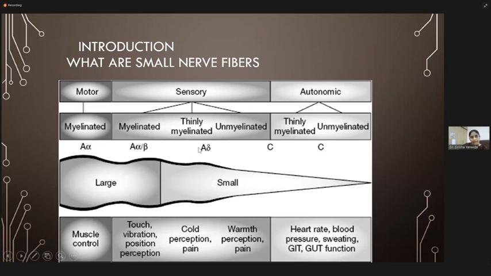The small nerve fibers are either unmyelinated or thinly myelinated. They are responsible mainly for the nociceptive sensation and also the temperature. Nociceptive is the pain, and temperature is the warmth and the cold sensation. One more important thing is that the small unmyelinated or thinly myelinated fibers contribute to the autonomic nervous system, the A delta fibers and the C fibers. The A delta contribute to the preganglionic autonomic nerve fibers, whereas the C fibers contribute to the postganglionic autonomic nervous system. So they have a role in nociception, temperature control, as well as the autonomic functions.